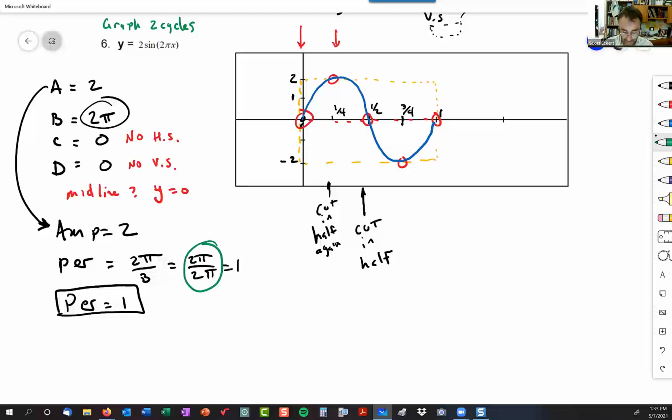And so in this case, if we want to graph 2 cycles, we're going to need to add another box. And once you've got the first box, it's just copy and paste. That's all you have to do. So if the period is 1, then the next box is also a period of 1. So this distance equals 1. Now, if I'm starting at 1 and add 1, I'm going to end at 2.